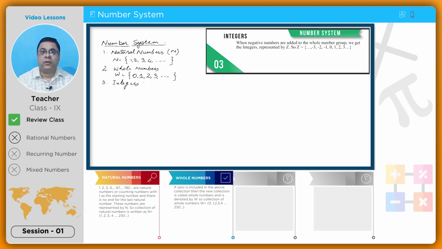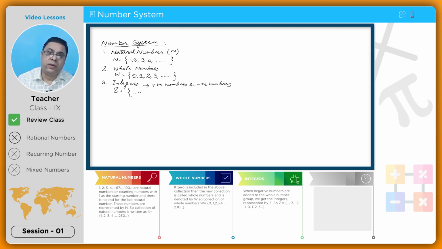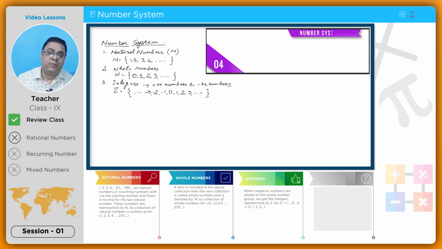So here comes our third group, which is of integers. Integers is a collection of numbers that comprises both positive and negative numbers. That is, the numbers to the left side of 0, negative numbers, and the numbers to the right side of 0, that is positive numbers. It is represented by Z, containing all the negative numbers from the left side, 0 itself, and all the positive numbers to the right side of 0.